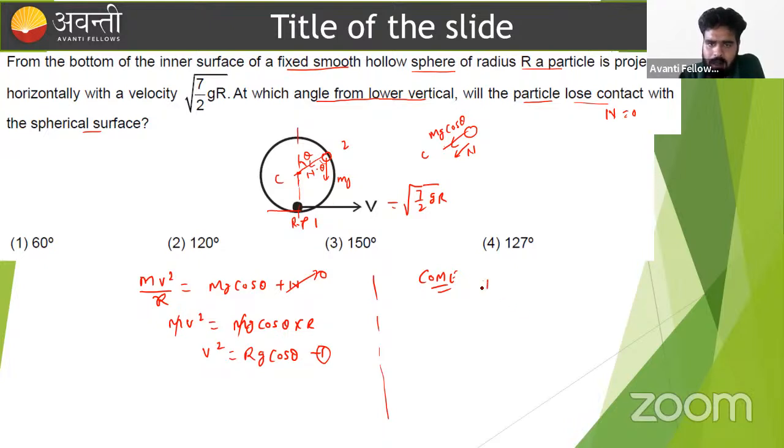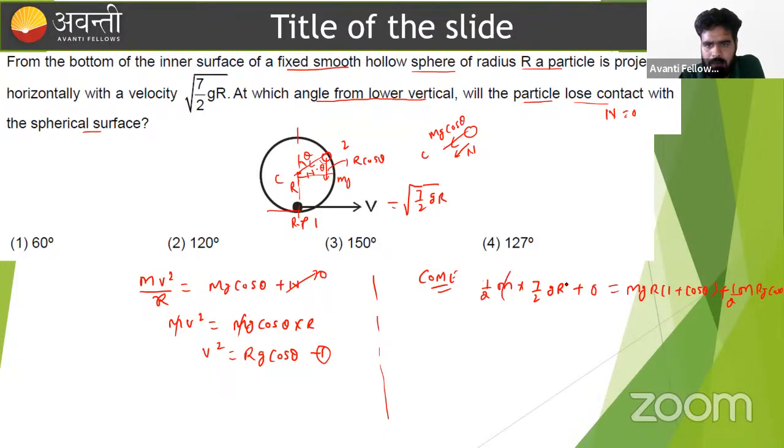What is the initial kinetic energy? Half mv square, with v square being 7 by 2 gr. What is the initial potential? This is the reference, so that is 0. What is the final potential? This height is r and this height will become r cos theta. So what is the total height when the particle is at position 2? We can say the total potential energy is mgr into 1 plus cos theta. I hope this is clear. And what is the kinetic energy at this point? Half mv square, where v square is rg cos theta.